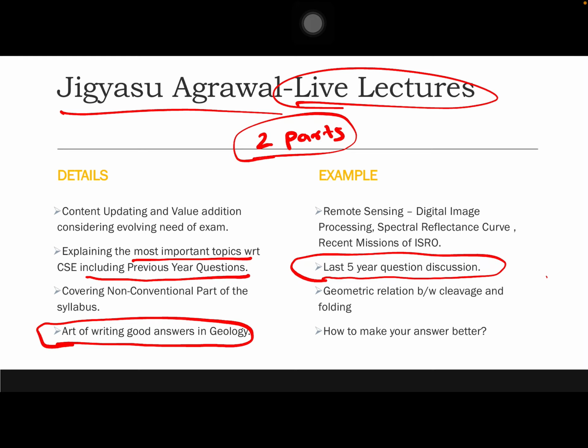Secondly, in this same course, we are going to do a value addition, considering the evolving needs of the examination. For example, we just saw that in remote sensing, UPSC is digging deeper. It is going into subjects like digital image processing, recent missions of ISRO, spectral reflectance curves, and much more. So we are going to do that value addition across subjects, right?